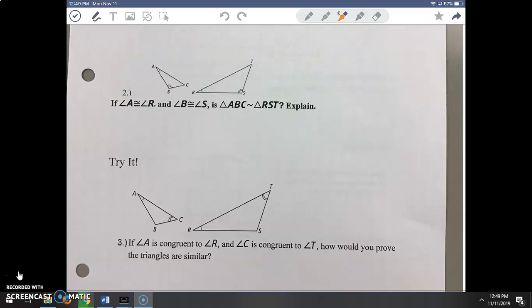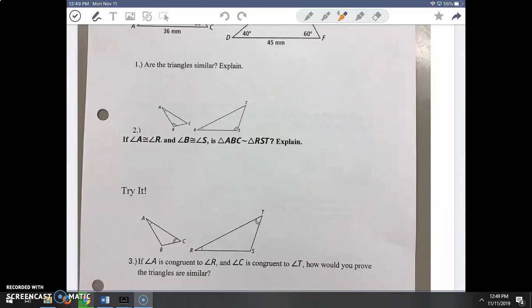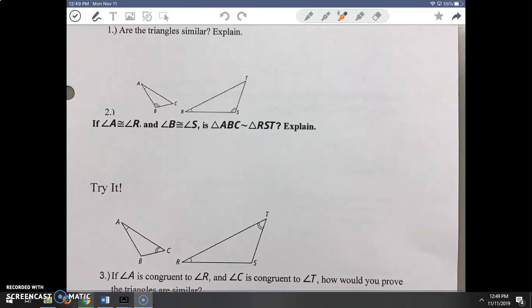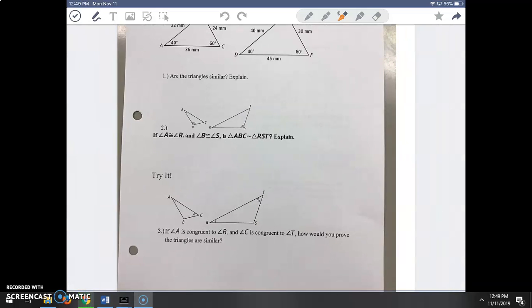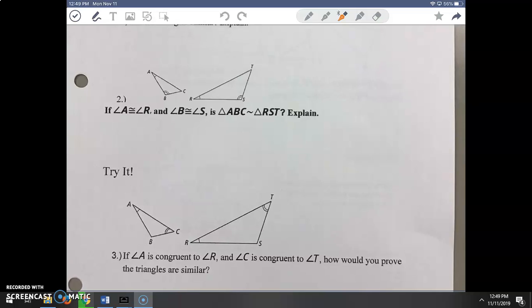Alright, so we've already done the first one at the very top. We did that together as a class. So now the next thing we're going to do is talk about number 2, okay? Alright, so it's marked for you.